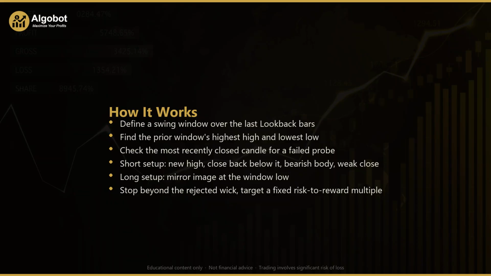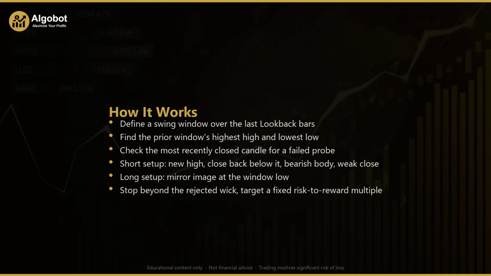The long setup is the exact mirror at the bottom of the range. The candle's low must probe below the prior range low by the same minimum fraction, the close must recover back above that low, the body must be bullish, and the close must sit in the upper third of the candle's range. When those align, the strategy signals a long.